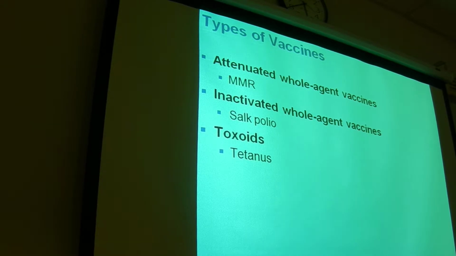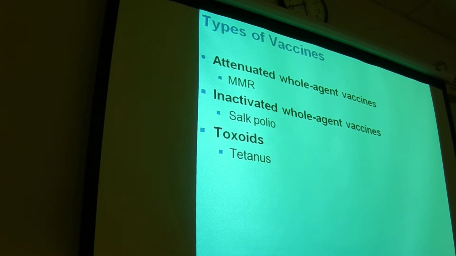Toxoid. So again, we've talked about cases where it's not the bacteria itself that causes the infection, it's a toxin that the bacteria produces. And so you can actually take that toxin, again, in a small dose or an inactivated form, and inject that directly, causing an antibody response against the toxin itself, not against the bacteria, but against the toxin. And then you'd be protected against that toxin. You wouldn't be protected against infection from the bacteria, but you'd be protected against the toxin. So that's a toxoid vaccine.